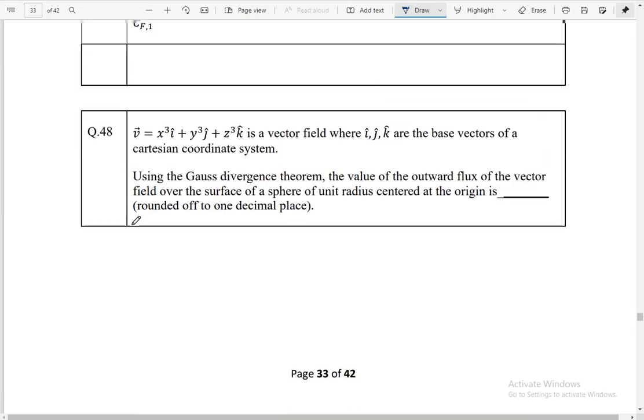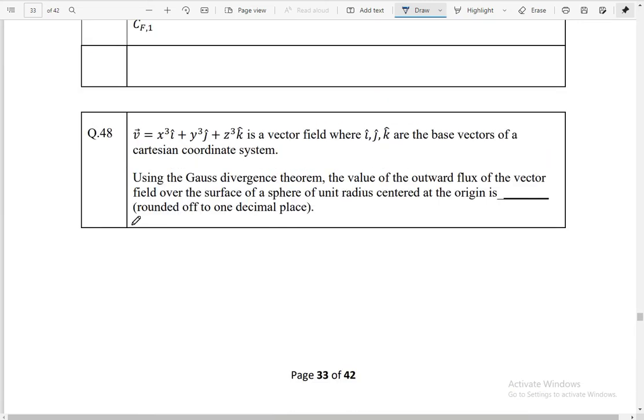For question number 48, V is given as a vector field. Using Gauss divergence theorem, we have to find the outward flux of the vector over the unit radius sphere, centered at the origin. Okay.